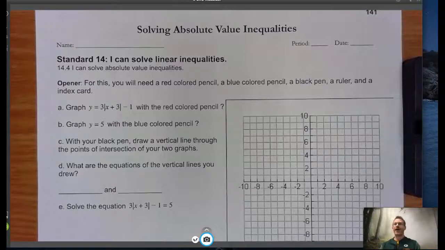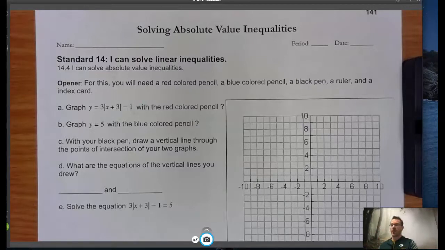Right, so we are going to discuss our final lesson in our unit on inequalities, and today we're going to focus on solving absolute value inequalities. To get to that and to make some connections to what we've done with our other linear inequalities, we're going to do an opener, and we're going to connect two parts of that opener.